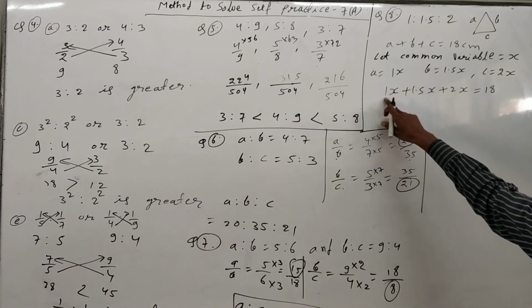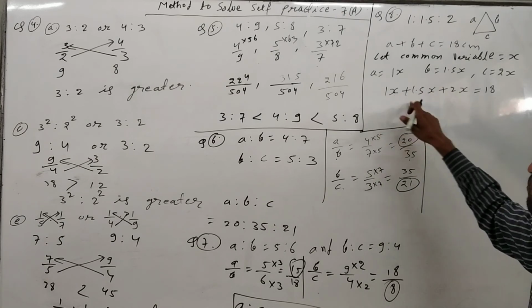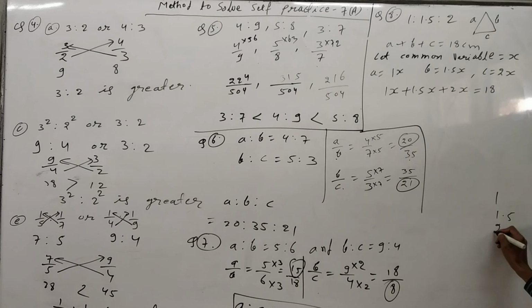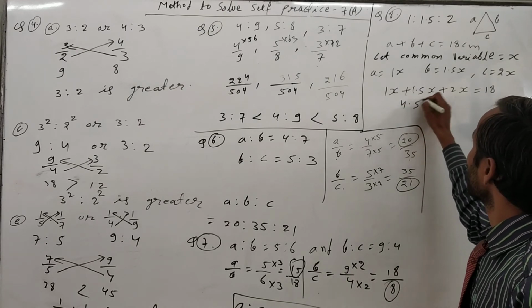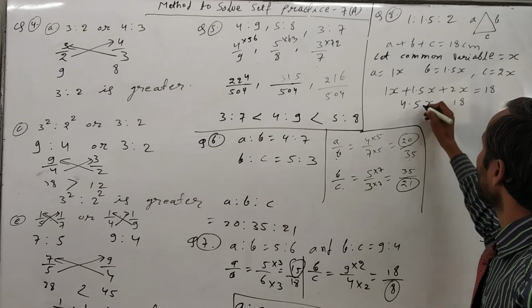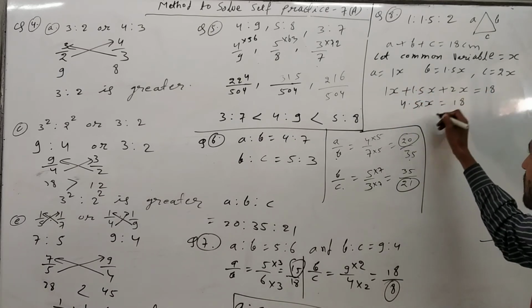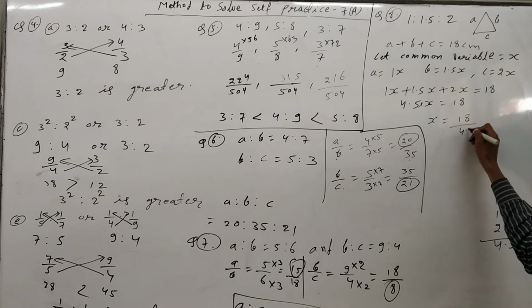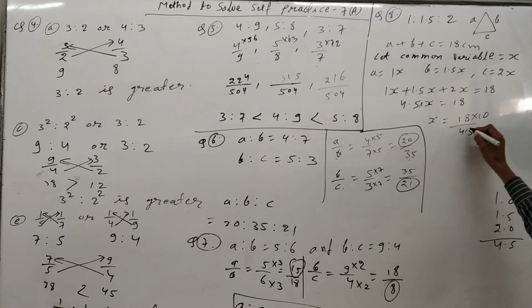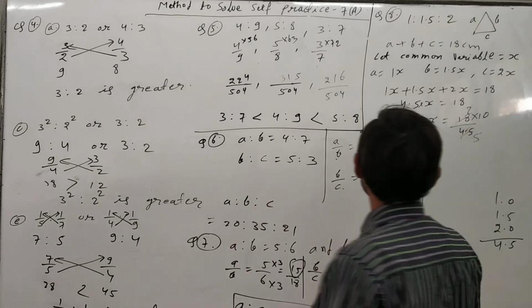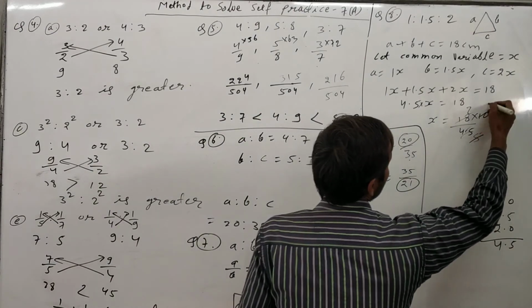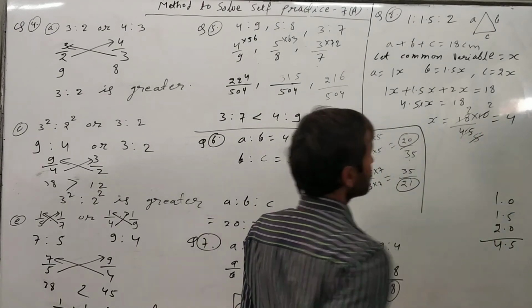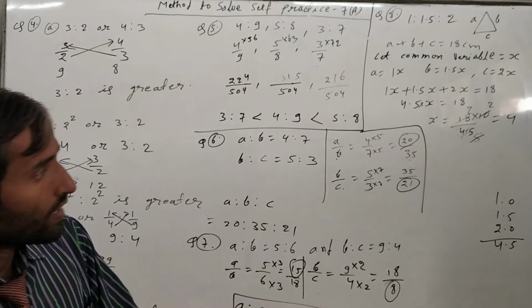So here 1 is there, 1.5 and 2 is there. Add them: 1.5 plus 2 plus 1 will become 4.5x is equal to 18. Here a multiply sign is there, so it will go to division. So x is equal to 18 upon 4.5. Remove this decimal, a 10 will come. Now cancel out: 9 twos are 18 and 9 fives are 45. Now cancel by 2, then it will come 2 to the 4. The value of the common variable x has come, that is 4.